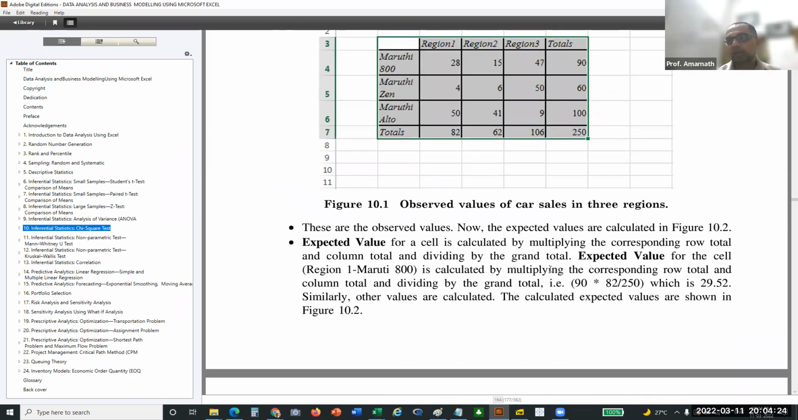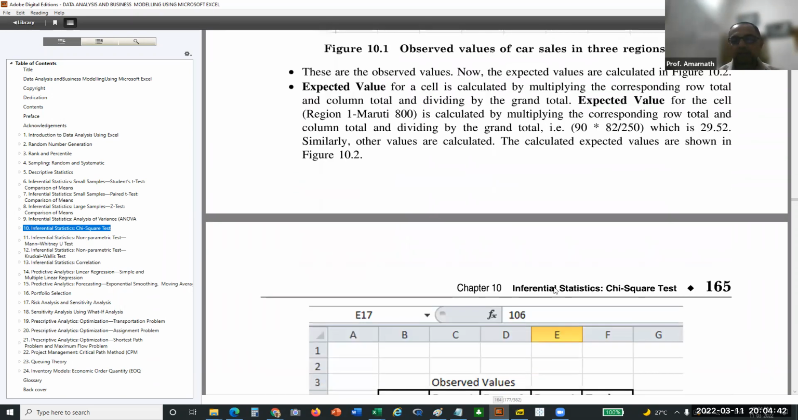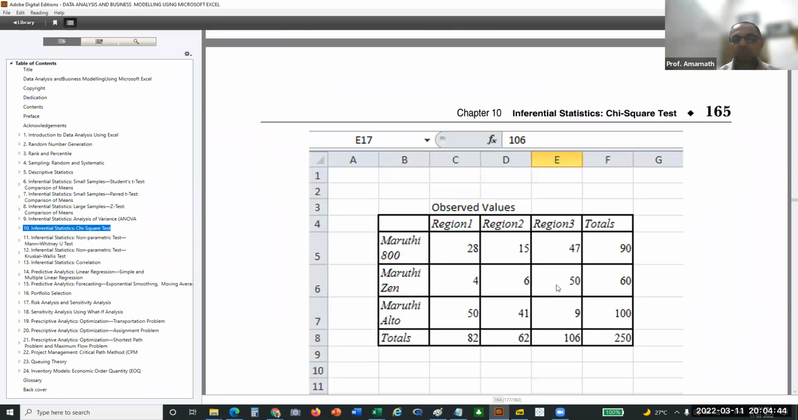So these are the observed values. The expected values are calculated in figure 10.2. Expected value for a cell is calculated by multiplying the corresponding row total and the column total, dividing by the grand total. So I get some values like 29.52 and so on. So that is done here.